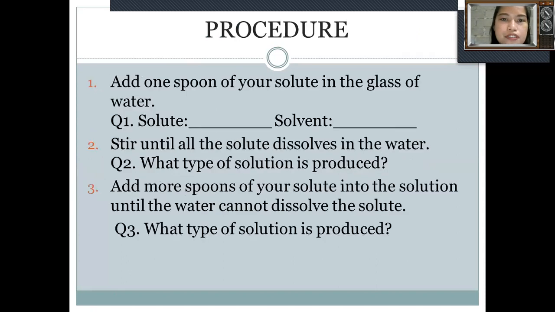Procedures. Please screenshot or take a look. So you could do this at home. Very easy procedure. First procedure, add 1 spoon of your solute in the glass of water. Glass of water, which is usually 3/4 of the glass.